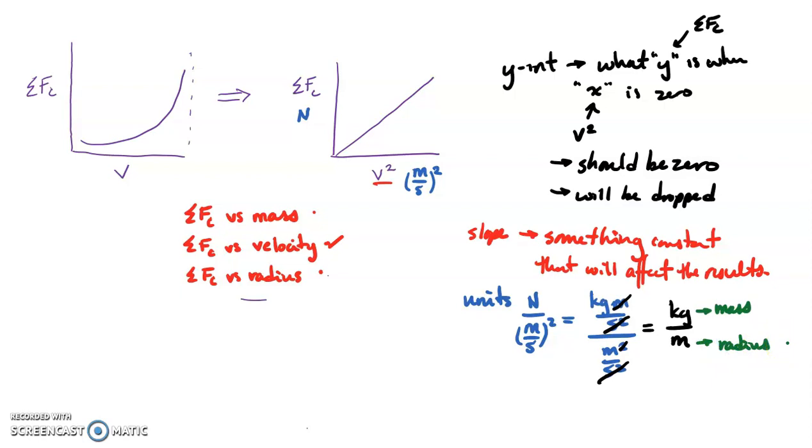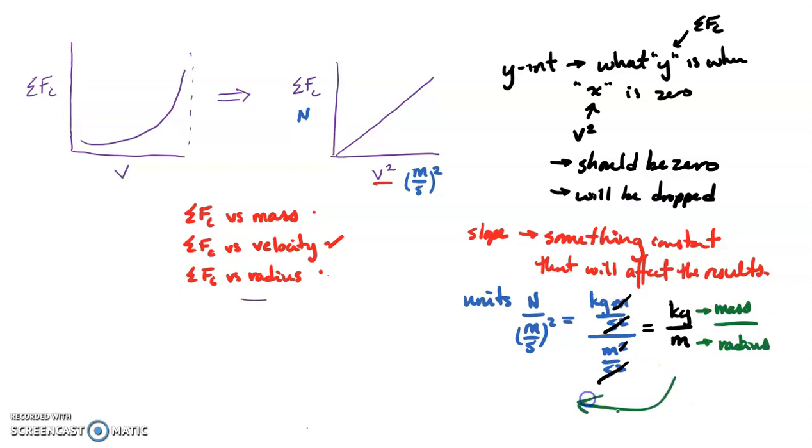So if we were to go into our data and you took the mass of your object and you divide it by the radius in meters, you really should get your slope value, because the slope is actually telling us the mass of the object divided by the radius of the object.